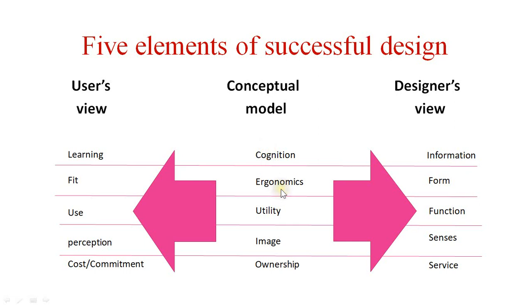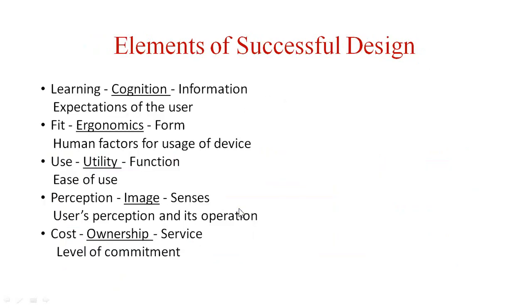Generally, cognition is related to the expectation of the users. Ergonomics is related to the human factors for the usage of the device or the product. Utility is related to the ease of use of the product. Image is related to the user's perception and its operations. Ownership is related to the commitment. All these five elements from the user's and designer's point of view are shown here. Now we will see them one by one in detail.